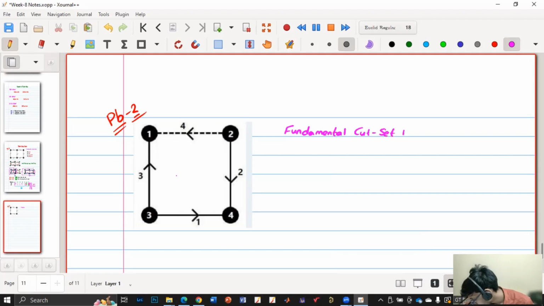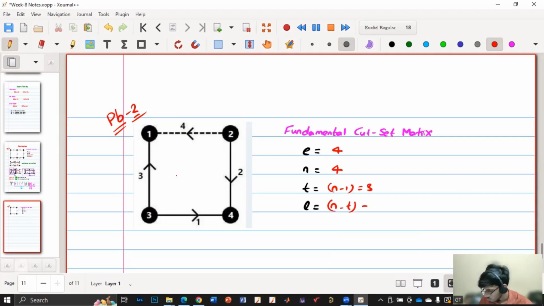Okay. Before we go into the details of the problem, first tell me how many elements are there, how many nodes are there, how many twigs are there, how many links are there. Any one of you can answer. Sir, four elements. Four elements. Good. Nodes, 4. Twigs, 3. And links, 1. Good. So we have this.